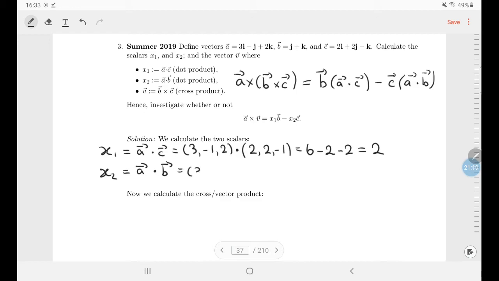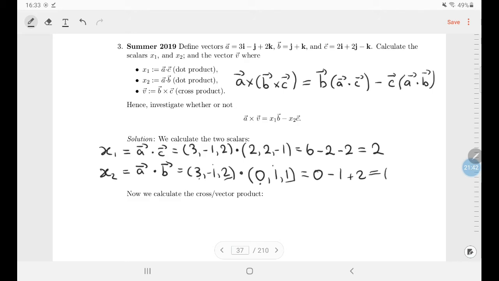So A is still 3, minus 1, 2, and B is the vector 0 along the x, because there's no i there. Now it's not a 0j, 0j would be 0, it's 1j, which means 1 along the y and 1 along the z. So I get 3 by 0 is 0, plus minus 1 by 1 is minus 1, plus 2 by 1 is 2. So look what I'm multiplying: 3 by 0, minus 1 by 1, 2 by 1, adding them together. So this gives us 1, good.